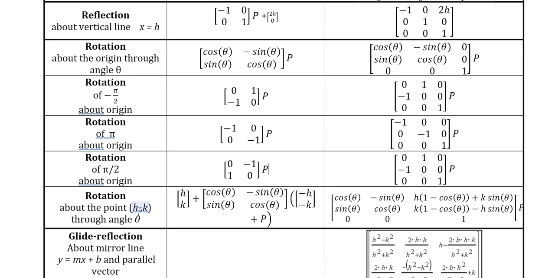If you want to rotate about a point (h, k), the way you can do that is take the point, translate by minus h, minus k, which basically translates it to the origin, rotate around the origin by theta, and then translate it back up by (h, k). And so that process will give you a rotation about any point through an angle theta.